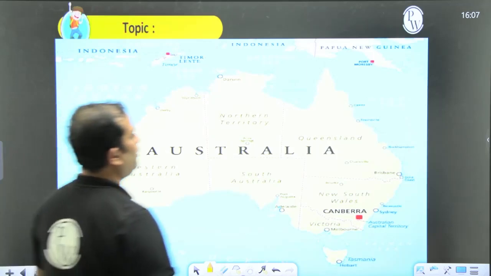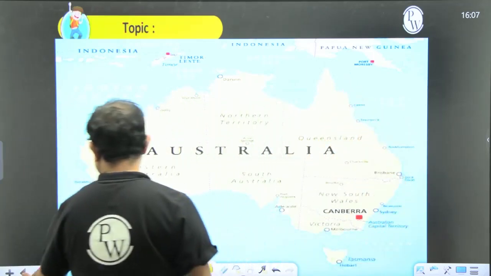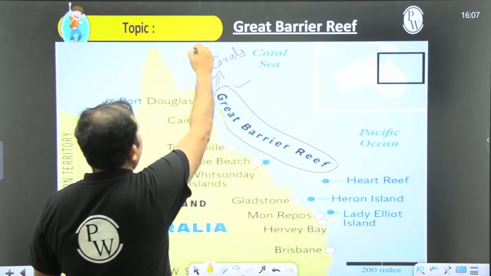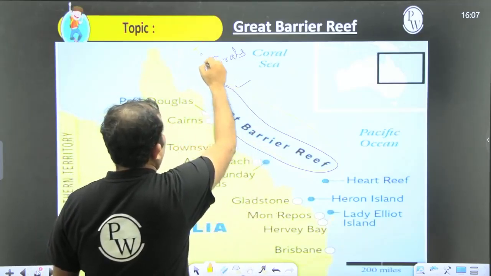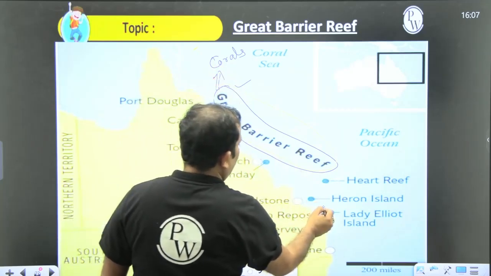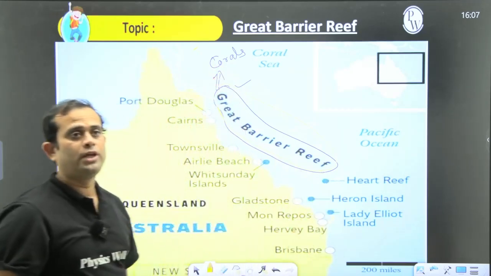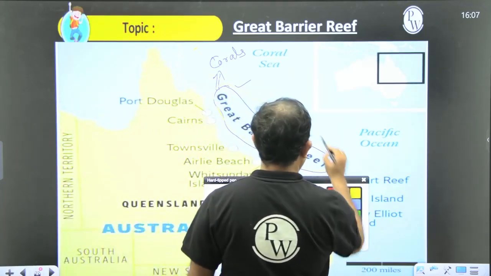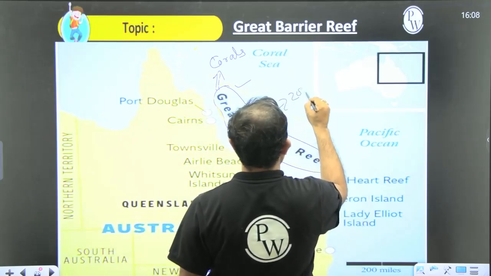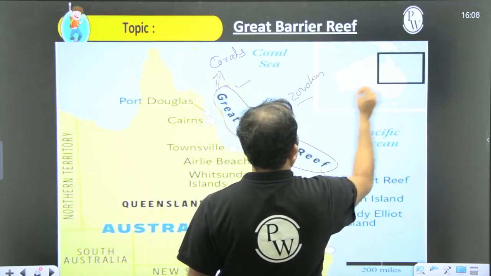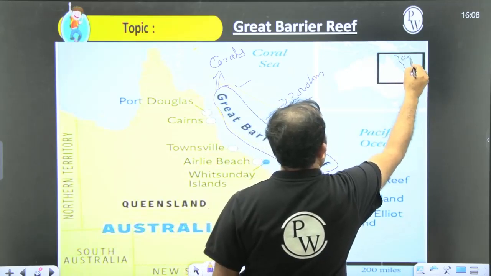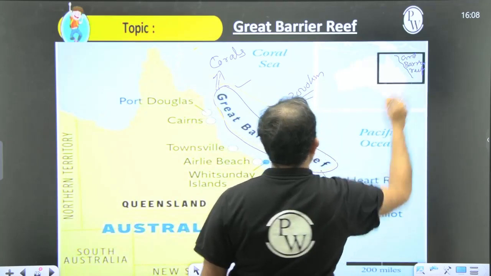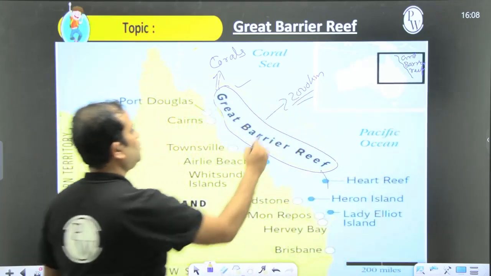Here you can see the Great Barrier Reef. It starts from the northern portion and goes down to the southeastern coast. It is more than 2000 kilometers. Can you imagine? This part entirely is the Great Barrier Reef, more than 2000 kilometers.